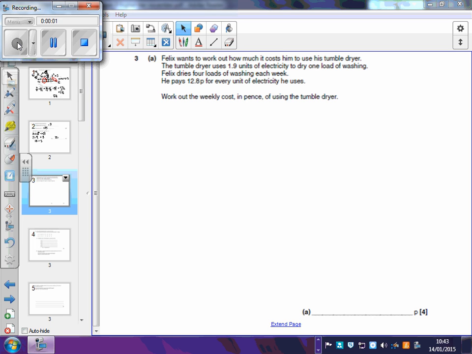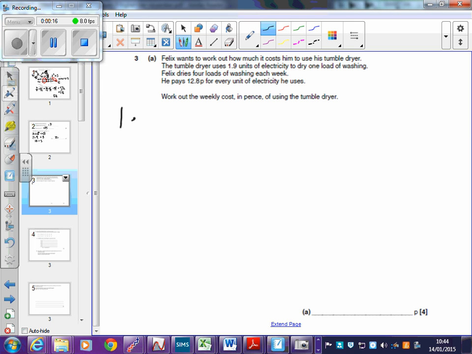Question 3. Felix wants to work out how much it costs him to use his tumble dryer. 1.9 units of electricity for one load, 4 loads per week, and 12.8 pence per unit is the key information. Okay, let's start out by doing his units per week.